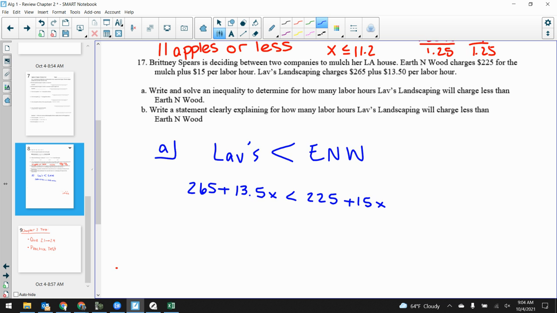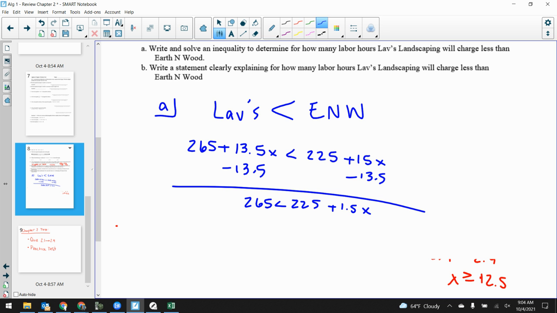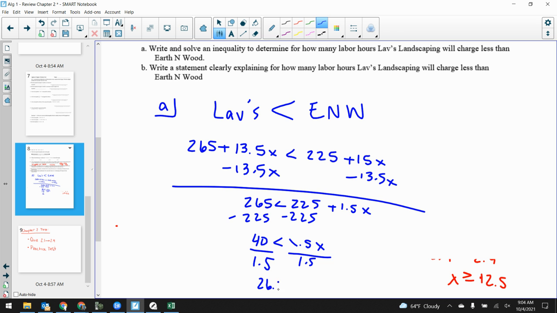All right, so let's solve this. I get 13.5x over to the other side. So that gives me 265 is less than 225 plus 1.5x. Oops, that's an x with it. Sorry. We subtract the 225 over to the left side, which gets me 40 is less than 1.5x. I divide by 1.5. Sorry for the poor handwriting. 40 divided by 1.5 gives me 26.6. So x is greater than 26.6.